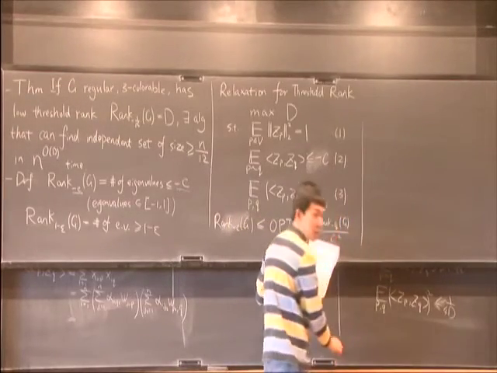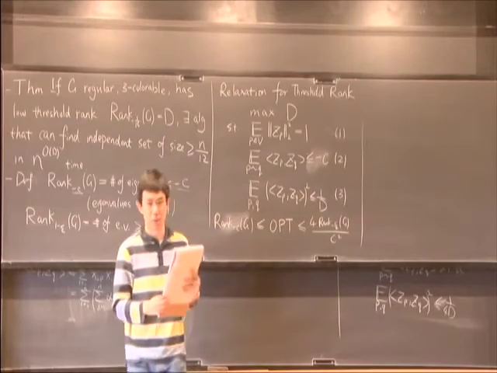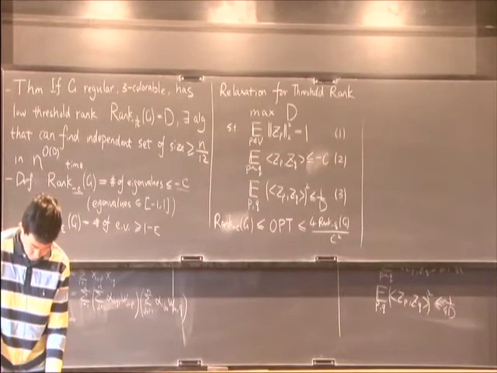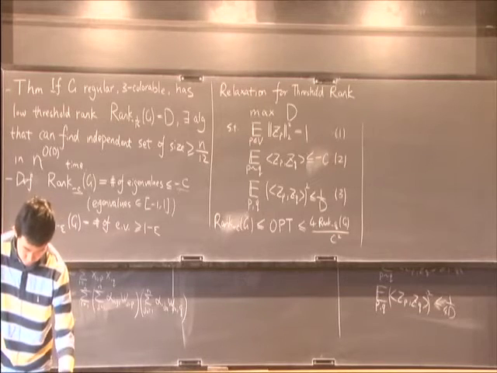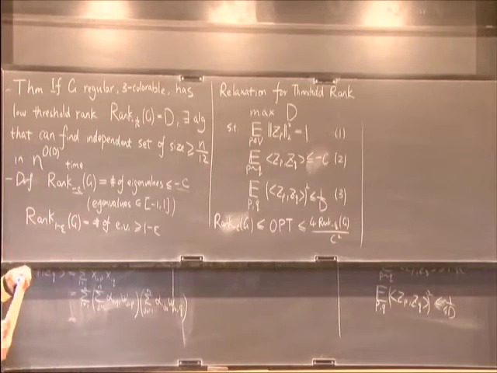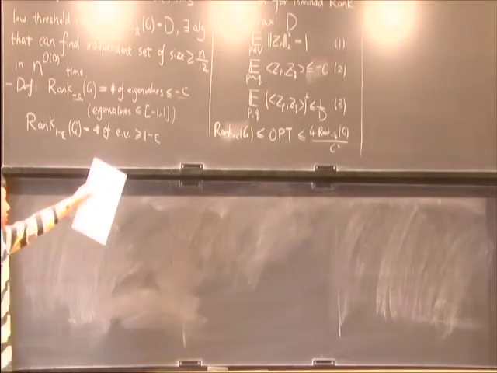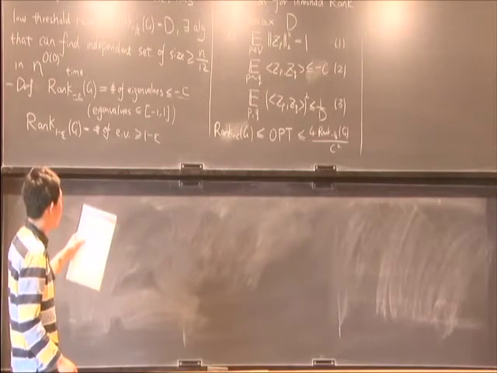Okay, so we can have a break now. So this, they don't lose the c squared, right? So we just talk about this relaxation for threshold rank.